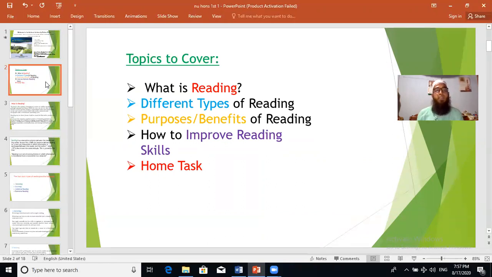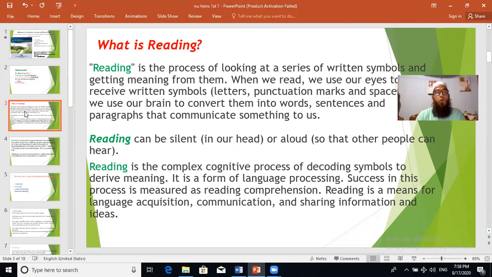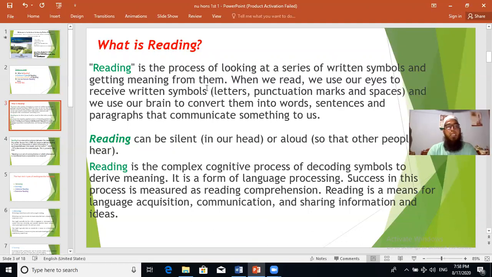So let's think, what is reading? Before looking at the answer, think yourself for 10 seconds. Can you get any idea about reading? Let's see. There are some definitions of reading. Reading is the process of looking at a series of written symbols and getting meaning from them. When we read, we use our eyes to receive written symbols like letters, punctuation marks, and spaces, and we use our brain to convert them into words, sentences, and paragraphs that communicate something to us. So this is one definition of reading.